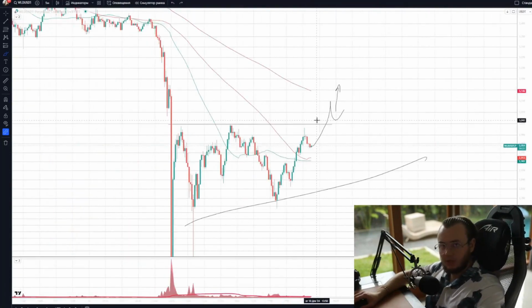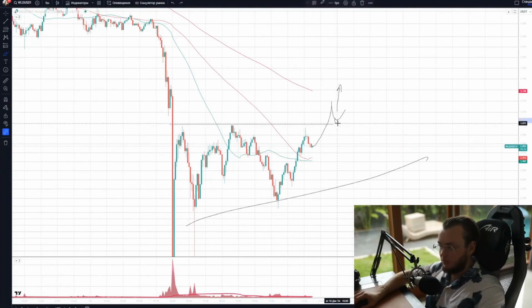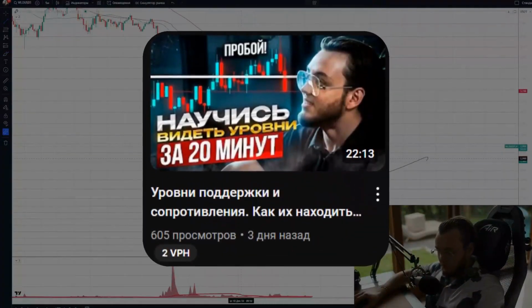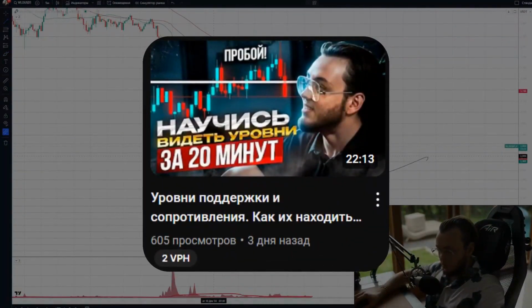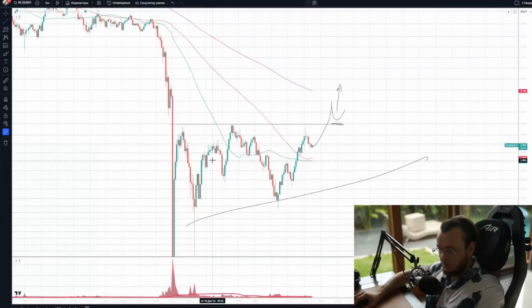So the optimal rule is to go through one level on the working time frame. I'm currently on the 5-minute chart. Here's the level that's below me. Let me remind you that I entered the trade right here. Here's the level that's below me, the first one. The next level that's going to be below me. By the way, I made a video on my YouTube channel about how to find levels. You can subscribe, check it out, understand.